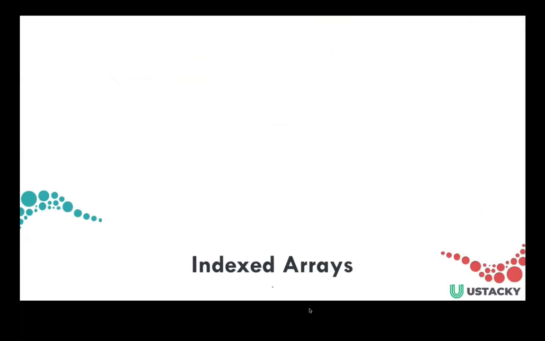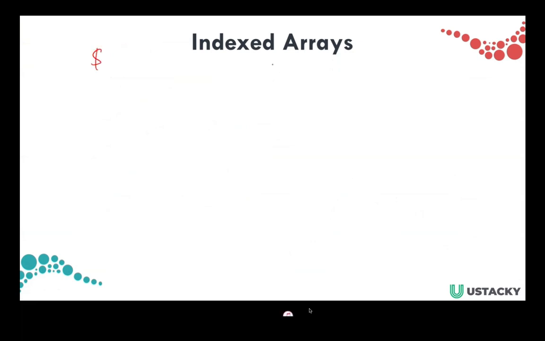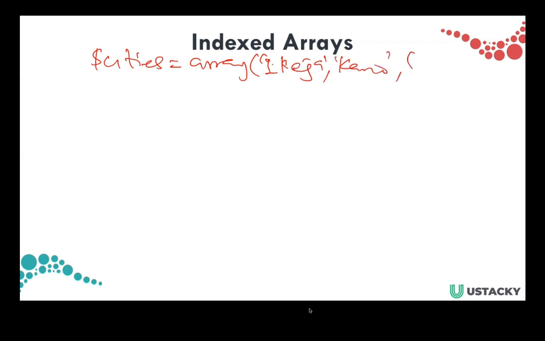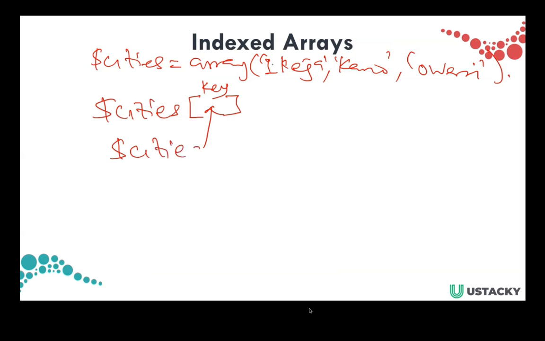And to access the data, for example, we said our $cities is an array of Ikeja, Kano, and Owerri. To access each of the data, all we have to do is write $cities, put a bracket, and put the key value there. So for the first one, it's going to be $cities with zero. This gives access to the first data, which is Ikeja.